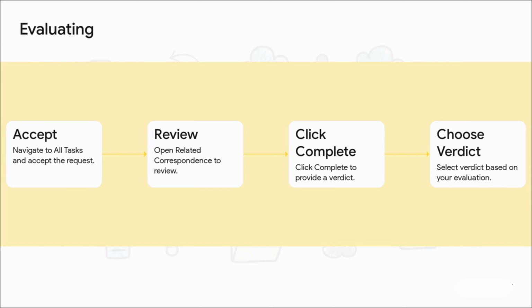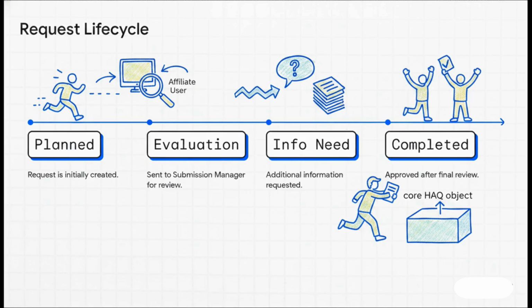But wait, let's say the affiliate user made a tiny mistake and forgot to specify the exact product variant. Uh-oh. The manager just selects the verdict Additional Information Required, types a quick note saying, need product info, and completes the task. Immediately, the system pings the affiliate user with a notification to go fix it. It's really cool to see how the request actually moves through its lifecycle states until both runners have successfully finished.